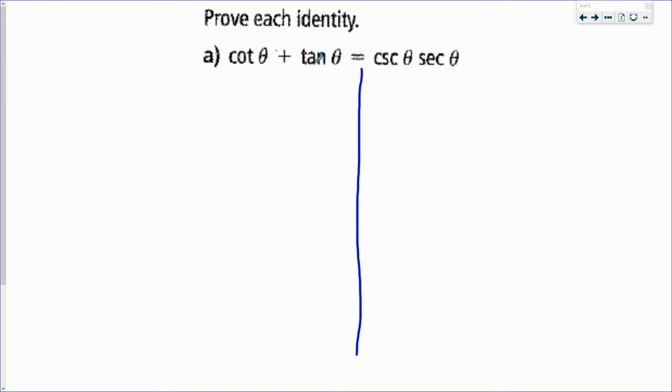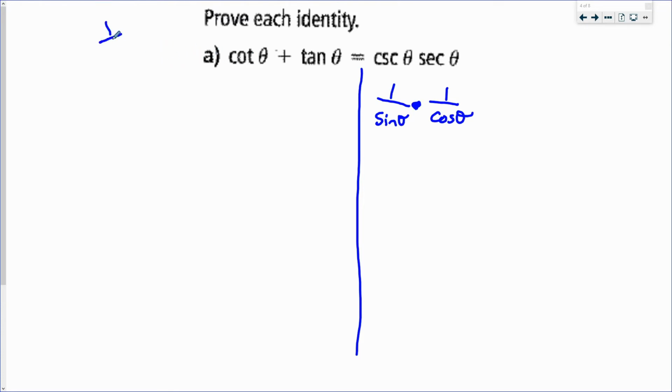So this one here, there's no obvious place to start. But you can usually do work on both sides sometimes. So on the right hand side, cosecant is 1 over sine theta times secant, which is 1 over cos theta. Okay, so that's a multiplication symbol. So I'm trying to get this from here.